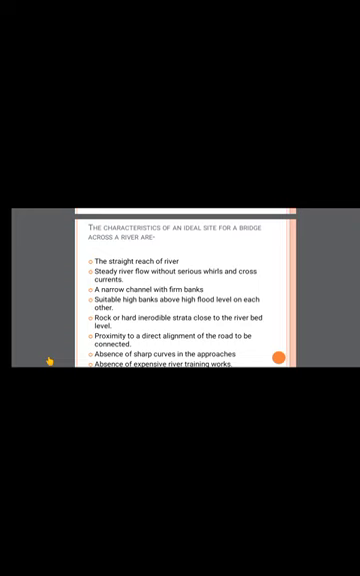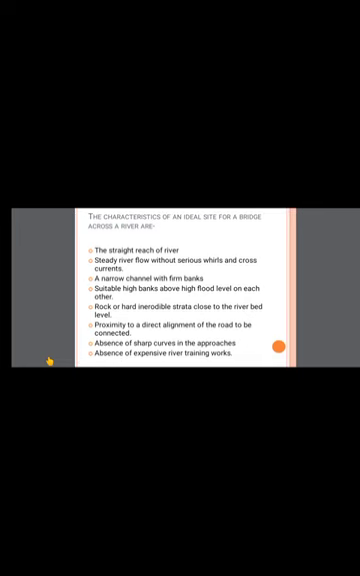Rock or a hard inerodible strata close to the riverbed level, meaning adjacent to the banks of the river, it should be hard and inerodible strata. Proximity to a direct alignment of the road to be connected, absence of sharp curves in approaches, and absence of expensive river training works. So these are the characteristics of an ideal bridge site, which we should consider for the selection of the site for bridges.